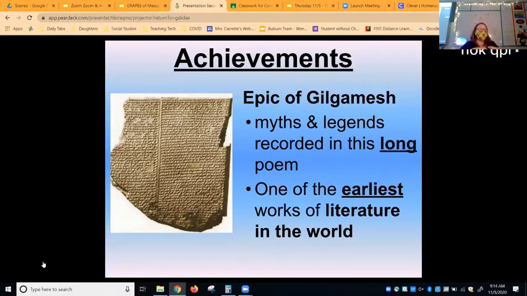This is kind of the reason we have books to read and Google Slides to read. It's the first time people wrote down stories. They would have told it first, and then when they learned to write, some people wrote it down. We'll talk a little bit more about what's in that when we get to our achievements lessons. So the Epic of Gilgamesh is a really long poem, and it is one of the earliest works of literature in the world.